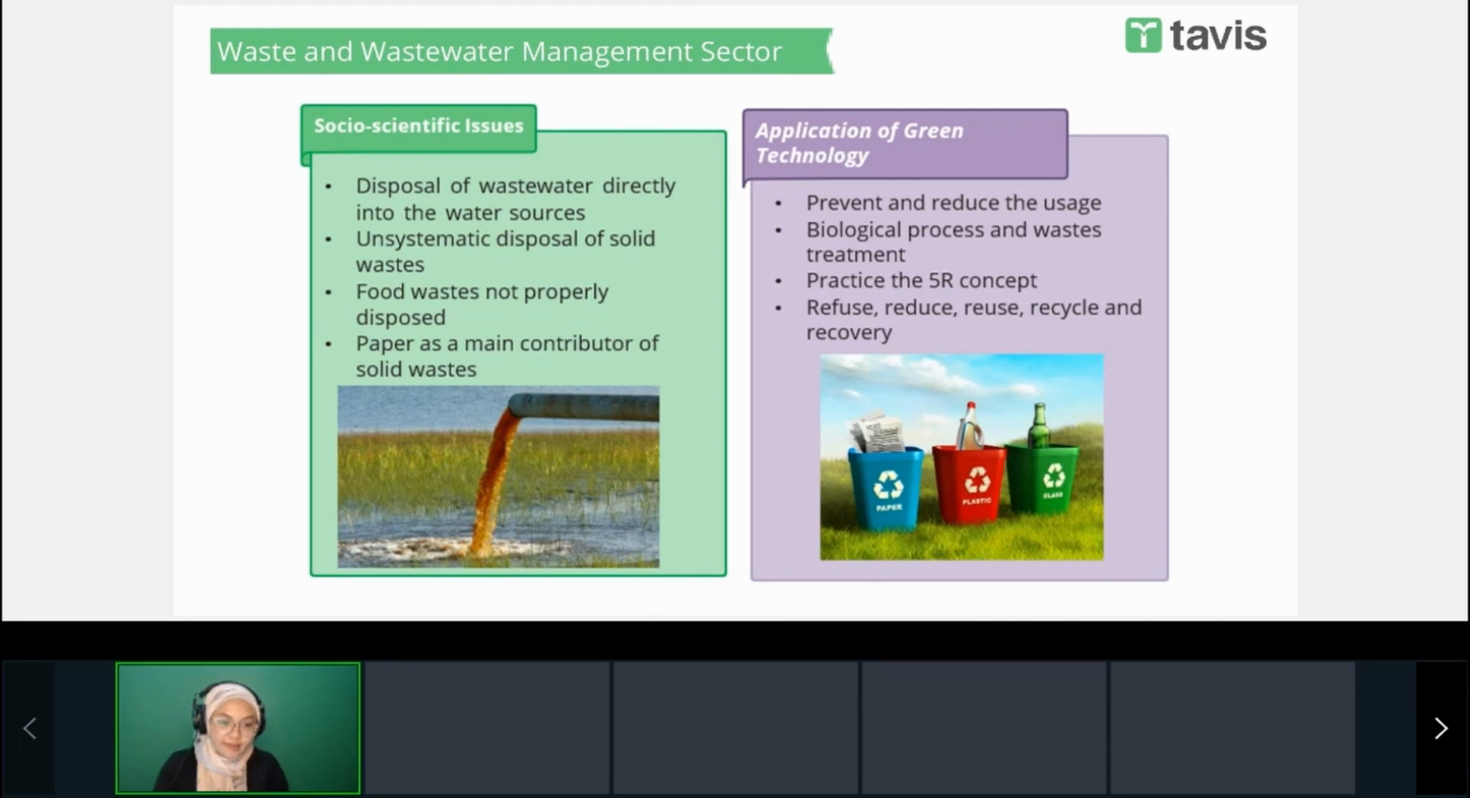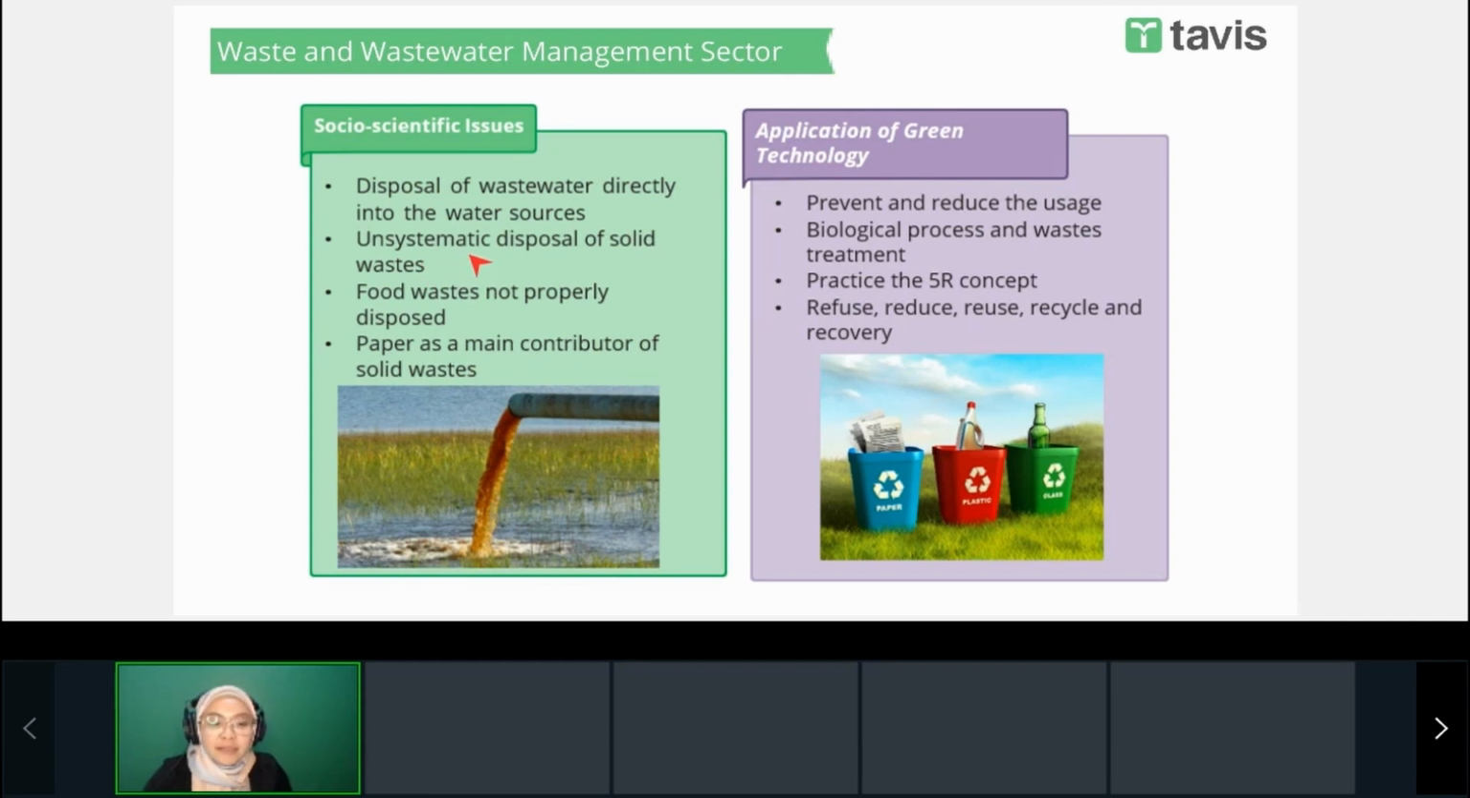Now we move to the next sector, which is the waste and wastewater management sector. The socio-scientific issue that arises from this sector is the disposal of wastewater directly into the water source. All of us know about the water crisis issue at Klang Valley, right? It was caused by pollution from factories that directly threw their chemicals into our river. So, disposal of wastewater directly into the source of water may cause water pollution.